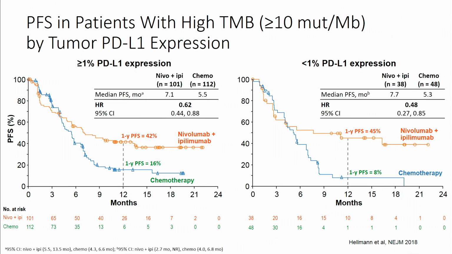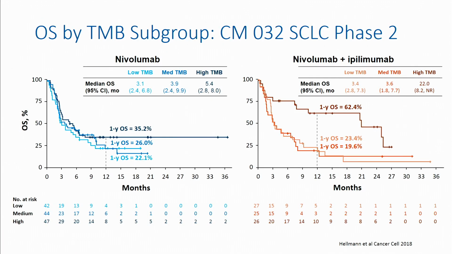What was also interesting is that unlike with single-agent PD-1, PD-L1 therapy, where benefit with TMB required some level of PD-L1 expression, the benefit with combination PD-1 CTLA-4 was irrespective of PD-L1. So whether you had no PD-L1 expression or high PD-L1 expression, if you had high TMB, the benefits were similar.